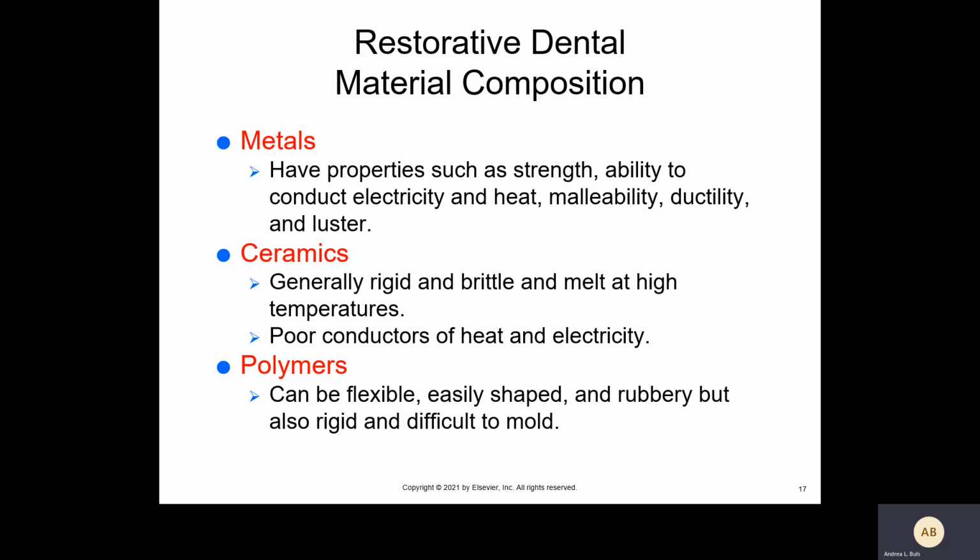Metals have properties such as strength, ability to conduct electricity and heat. They're malleable, like I said, can be pounded into a thin sheet. They're ductile, they can be stretched, and they have luster. We can make them shine. Ceramics are generally rigid and brittle and melt at a very high temperature. They are poor conductors of heat and electricity. Polymers can be flexible. These are typically used for dentures. They're easily shaped and rubbery, but also rigid and difficult to mold.